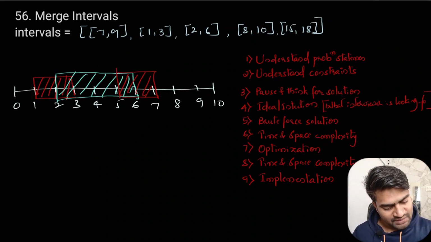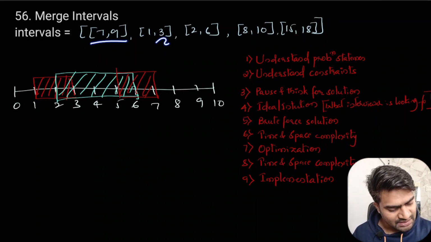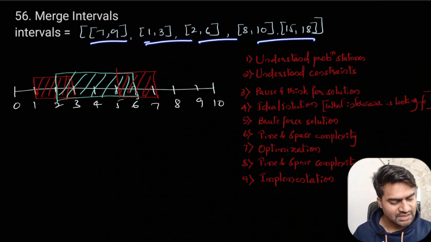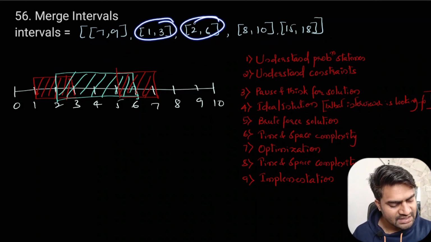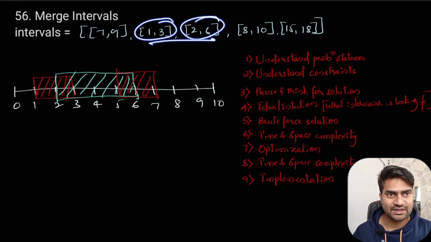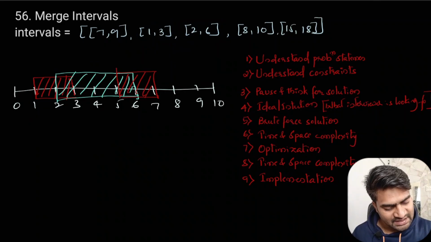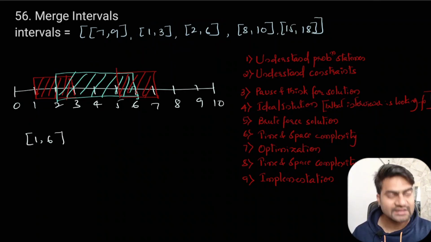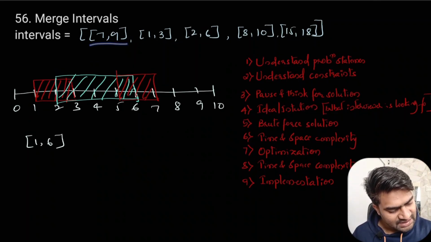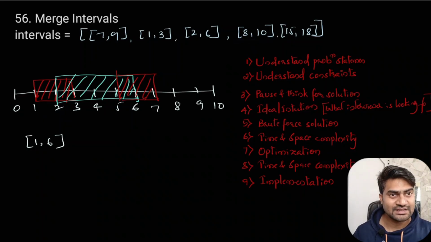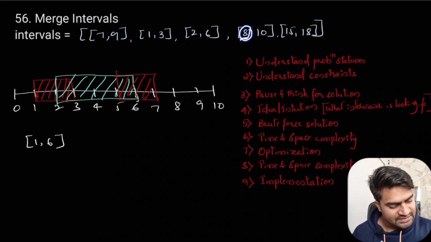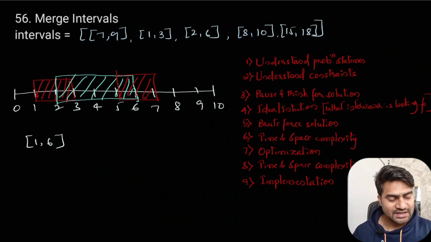Now in this particular example, 1 3 and 2 6 overlap, correct? So I will say this is 1 comma 6 after the merge. Now if you see 7 9 and 8 10, again they overlap because 8 is less than 9. So it means there is some overlap.